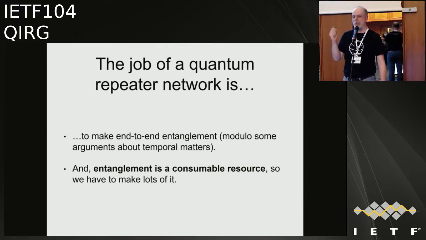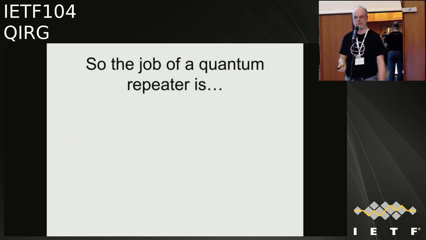So the job of a quantum repeater network is to make this entanglement end-to-end between a pair of nodes, modulo some arguments we're not going to get into about the ordering of events and whatnot. And importantly, entanglement is a consumable resource. And so we have to make lots and lots of it as we go. That's the job of the quantum network, to regenerate this entanglement continuously.